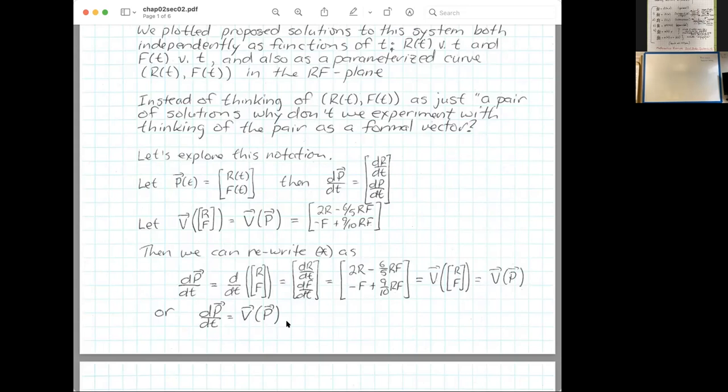What is that? In chapter one, take off the arrow hats. You call that an autonomous first order equation. Now we call it an autonomous first order system. It looks shockingly close.